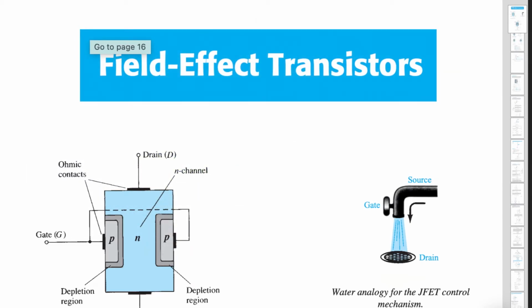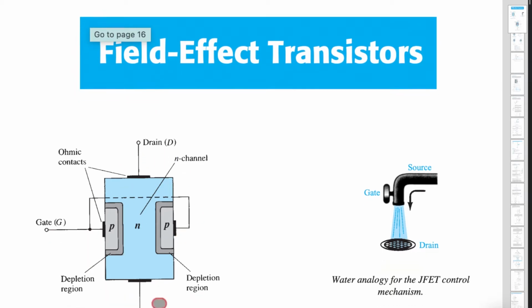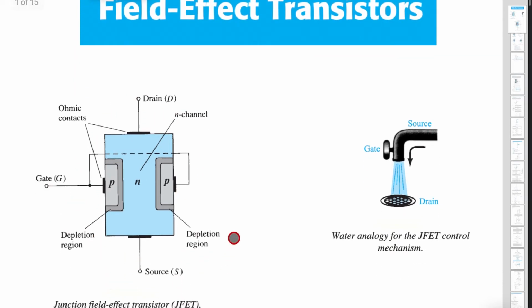Now we shall see the field effect transistor, FET. It is one of the devices like BJT. BJT is a current control device and FET is a voltage control device. So here is the construction.